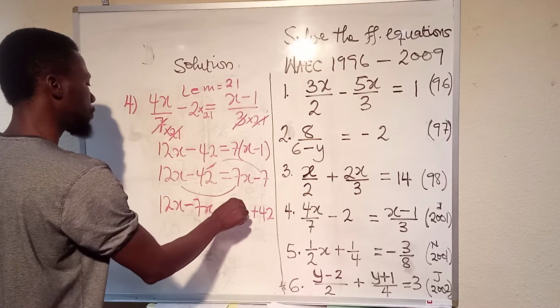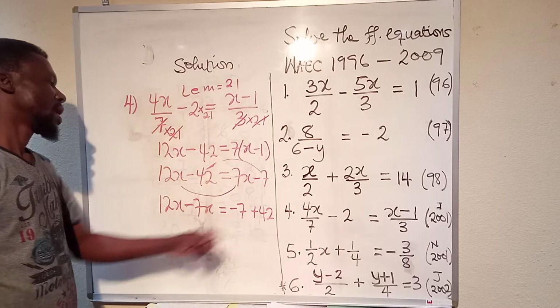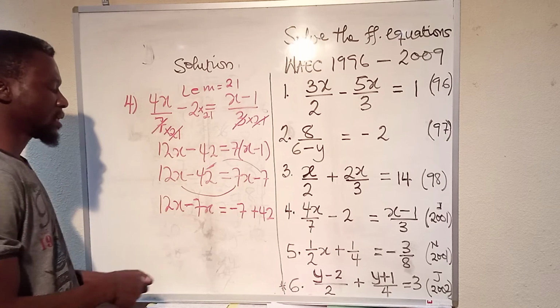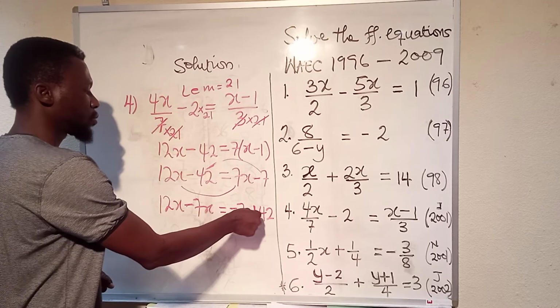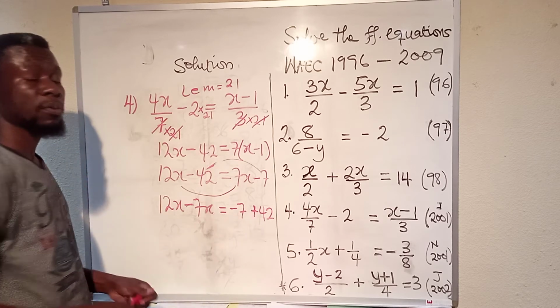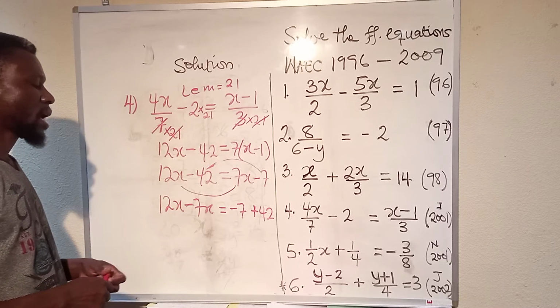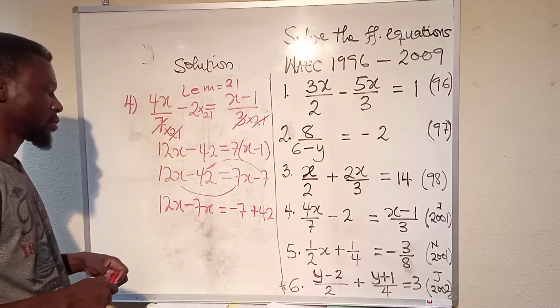All right. So now what this means is that I'm owing 7 and I have 42. So I can pay my debt of 7 and still be left with 36. All right. 6 times 7 is 42.